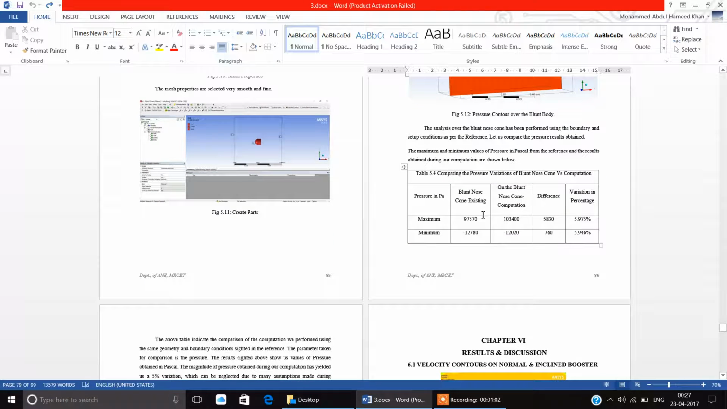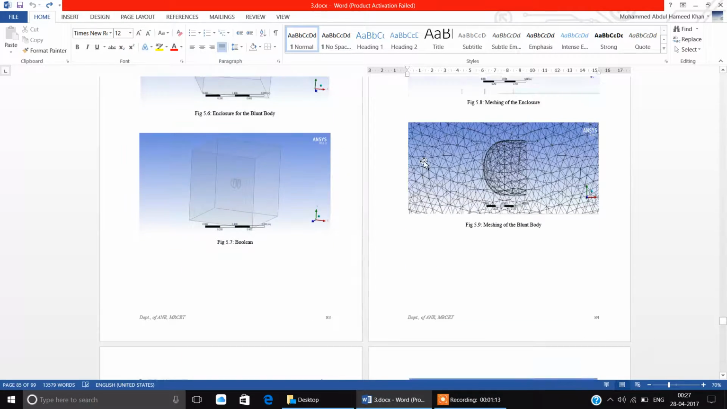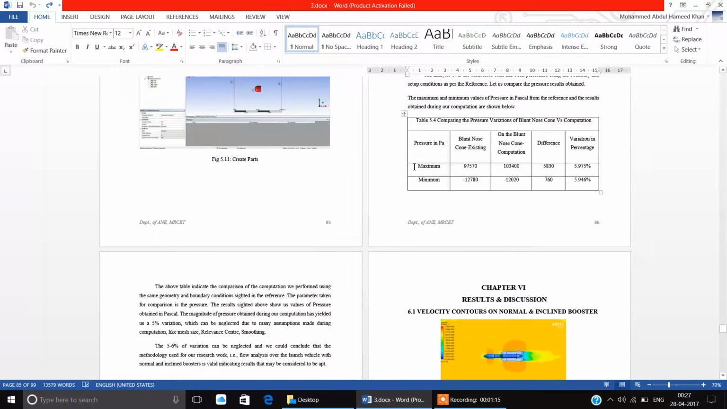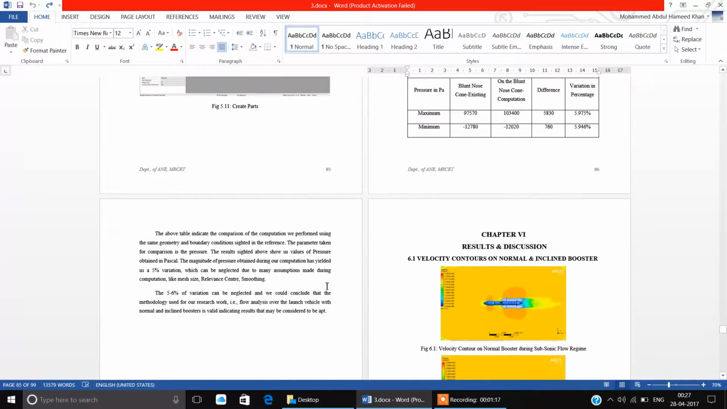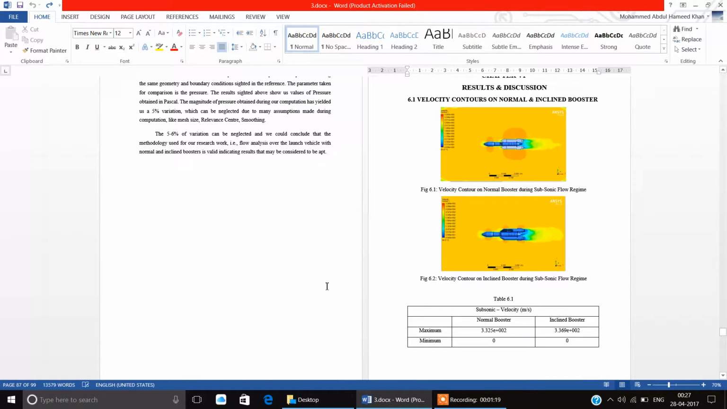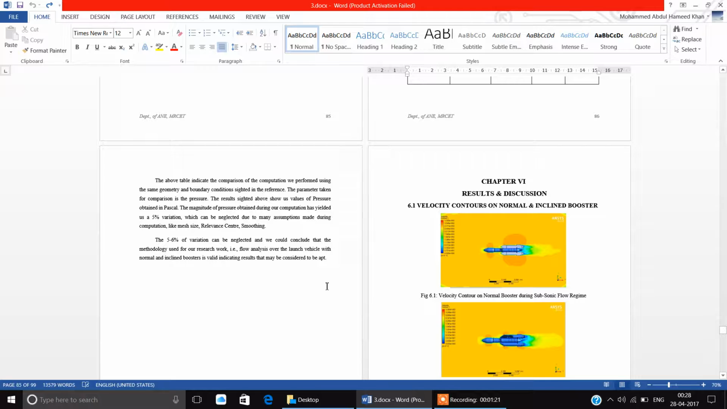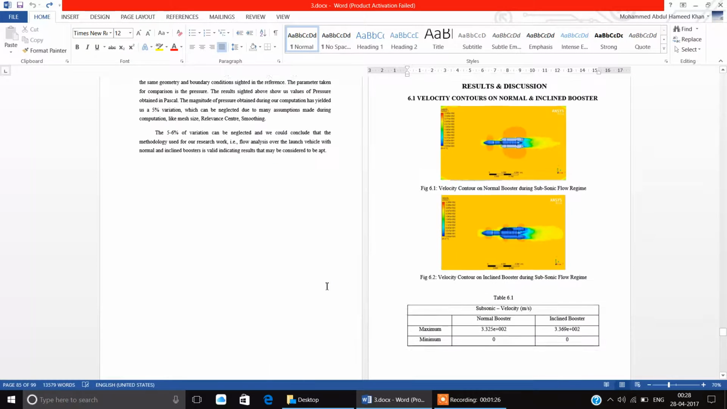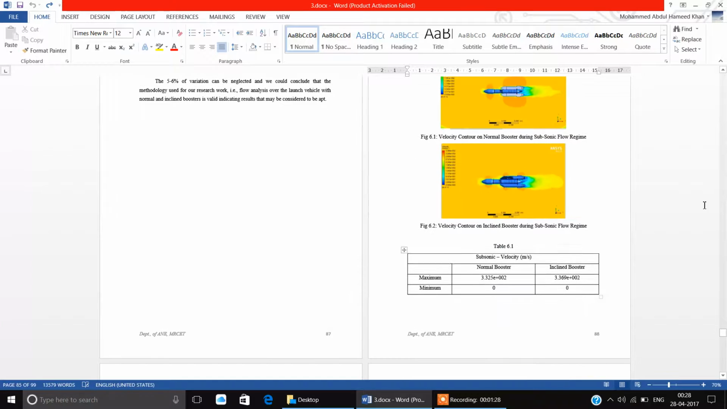If you have good validation, that means the procedure you have followed is correct. So this chapter has a validation part, which is pivotal and very important to be considered for a good research work. After that we have results and discussions, wherein we represent the results with every single image and in tabular form.